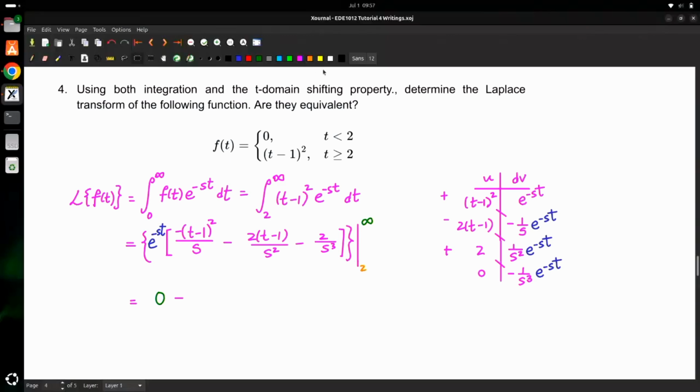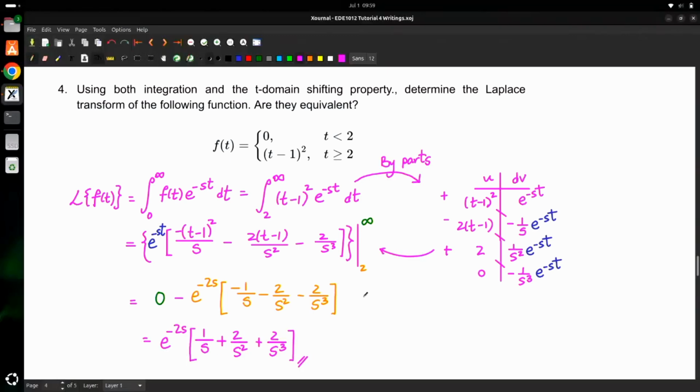If you sub in the lower limit 2, then you are going to get e to the minus 2s, multiplied by minus of 2 minus 1 square. So therefore it will be minus 1 over s minus 2 minus 1 over s square minus 2 over s cubed. Is that right? Then clearly if you multiply in the minus here, you get all the plus here. Is that right? So integration is done.